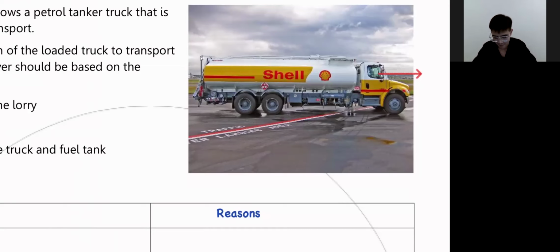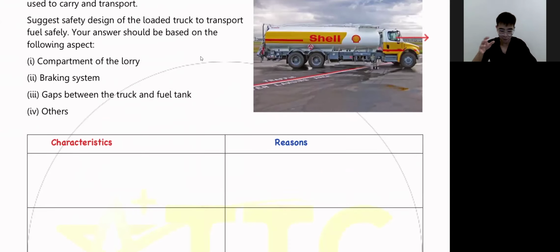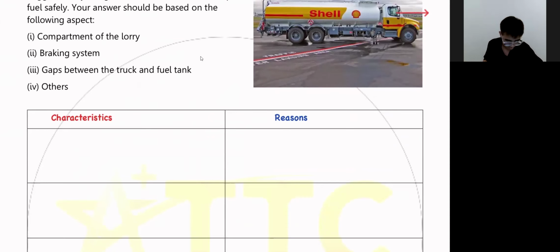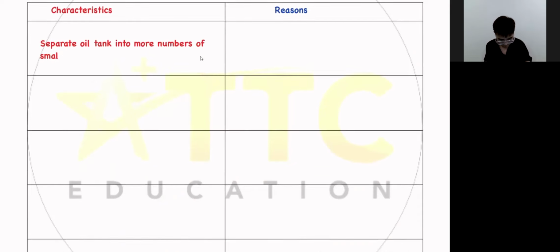Other than mass, because we discussed that the greater the mass, the greater the effect of inertia. But the way you distribute the mass is also a factor, just that it's not in the textbook, so you have to remember. Of course, you don't have to explain the distribution of mass. Just write, for the compartment of the lorry: separate the oil tank into more numbers of small compartments in the tank.